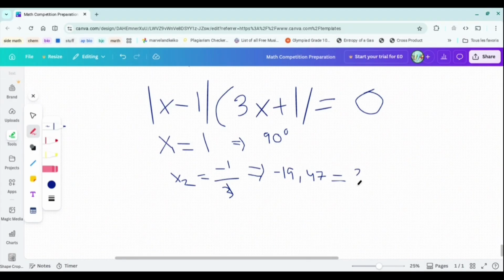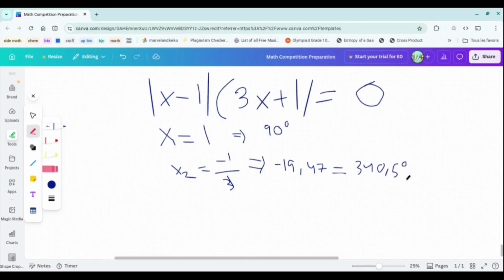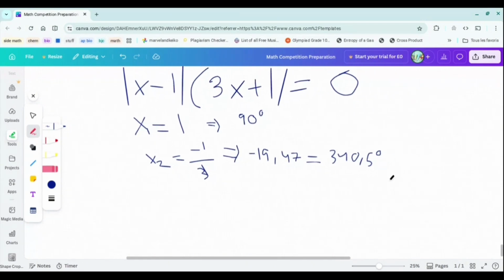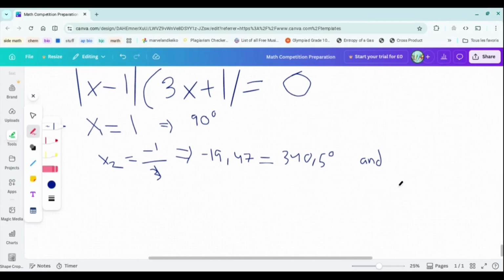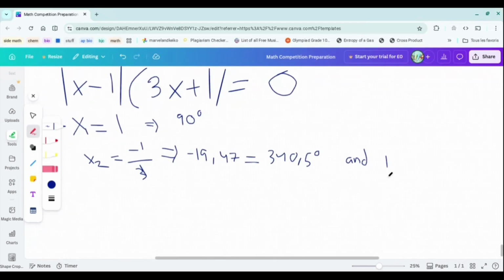So that will give me 340.53 degrees. Of course, if sine is equal to a negative value, there are two different angles it can be, because there are two quadrants that have negative height. So my other angle is just 180 plus 19.47, which gave me 199.47 degrees.